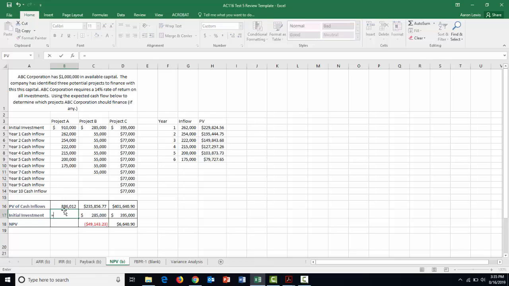Our initial investment in this case was $910,000. We bring that down, and our net present value is going to be our present value of cash inflows minus our initial investment. Now we're going to come up with negative $23,988. And let's make that red just so it looks bad. Okay. So if we invest in Project A, we're going to lose $23,988 when we take into consideration the time value of money.